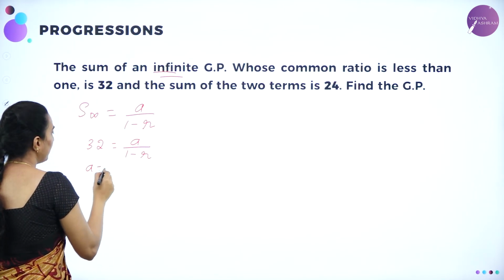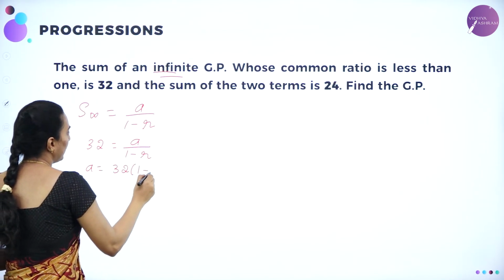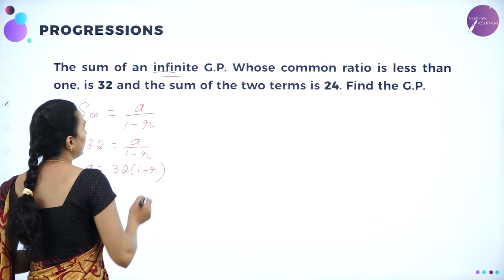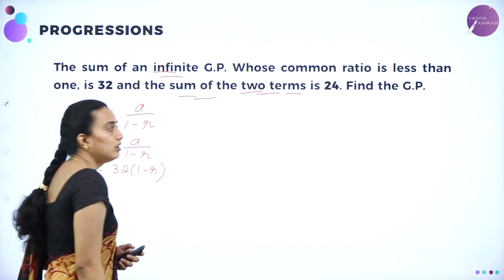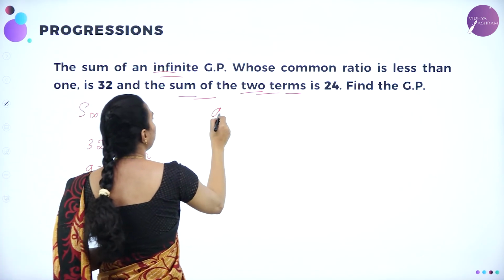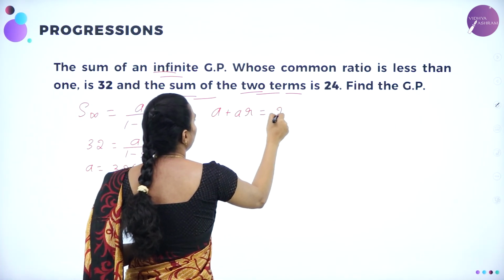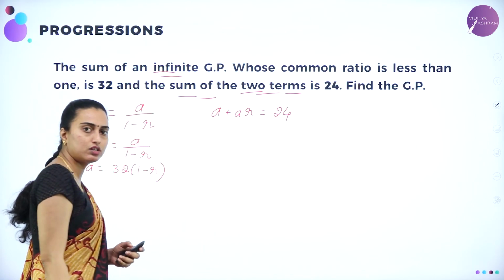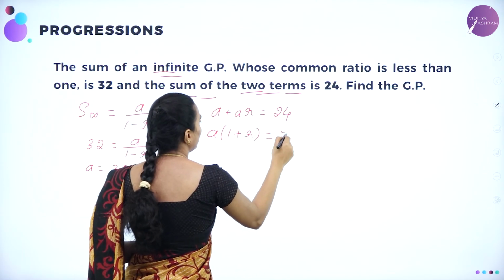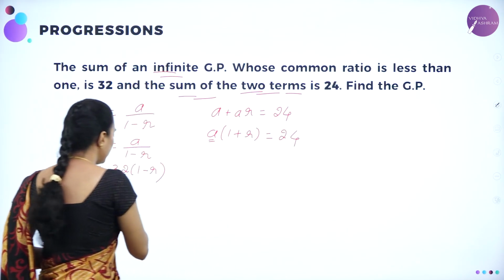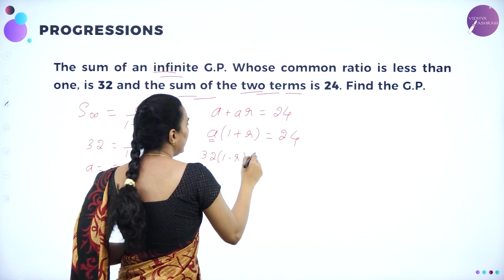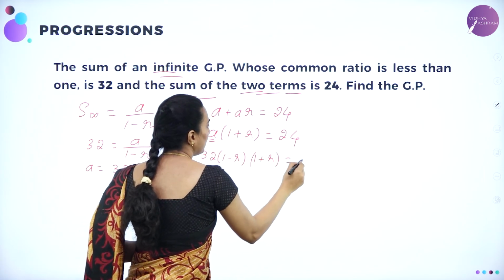Otherwise, A is equal to 32 into 1 minus R. Now, again they have given the sum of the first two terms. So, first two means A is the first term, AR is the second term. So, A plus AR, they have given 24. Sum of first two terms. Understood? Now, you can take common as A into 1 plus R is equal to 24. Substituting now A value as 32 into 1 minus R gives you 32 into 1 minus R into 1 plus R is equal to 24.